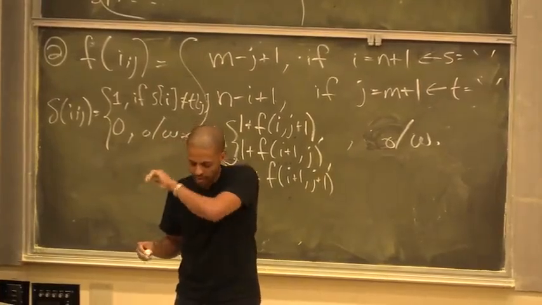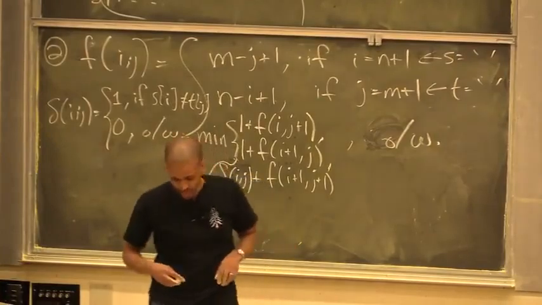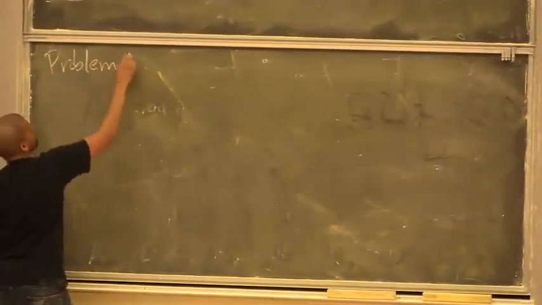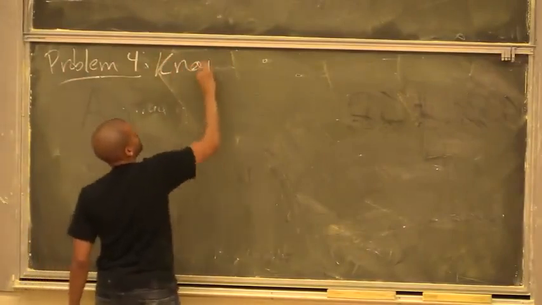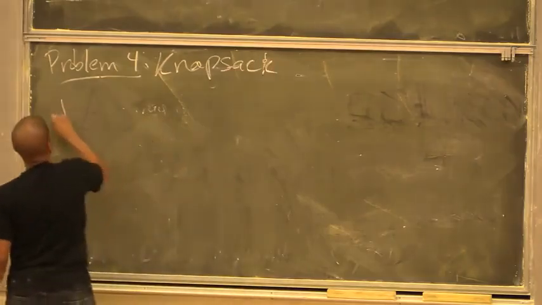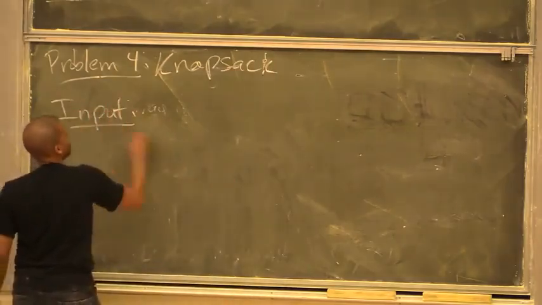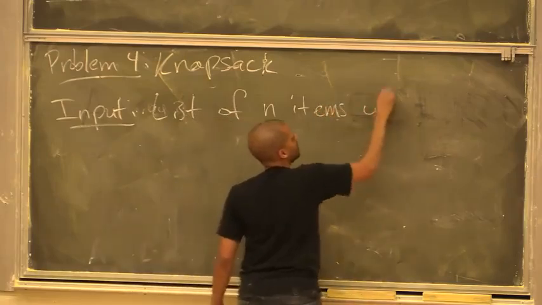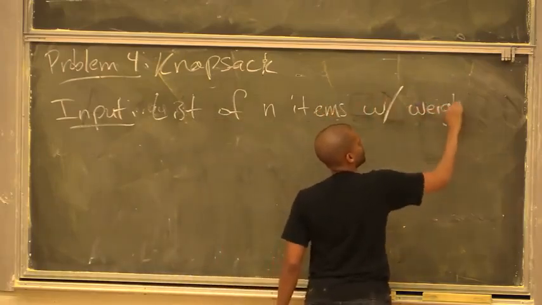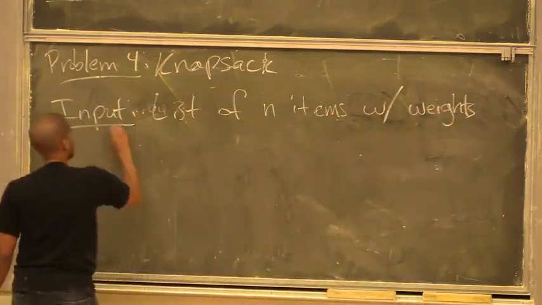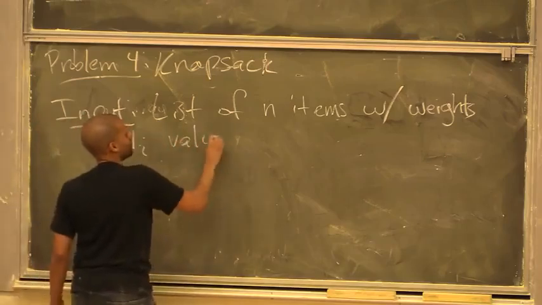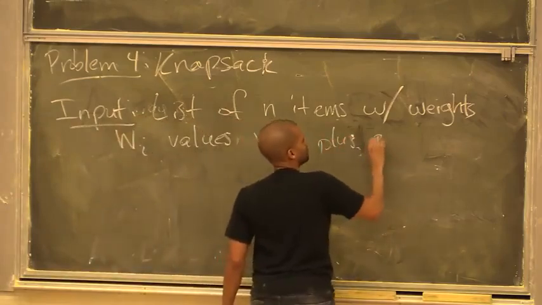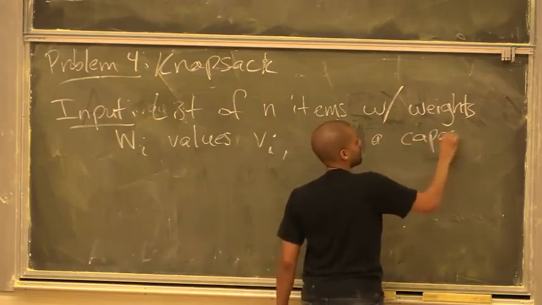So I still want to do a couple more examples. Let's do another classical one, which is problem 4, I guess now, is knapsack. So our input is a list of n items with weights w_i and values v_i, plus a capacity capital W.